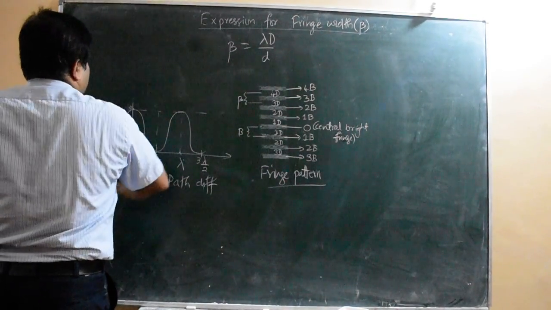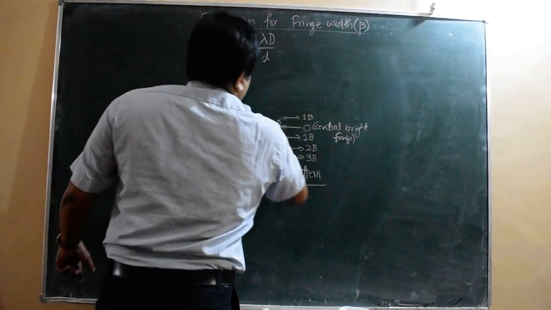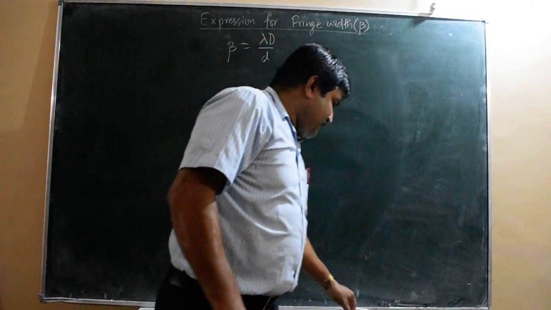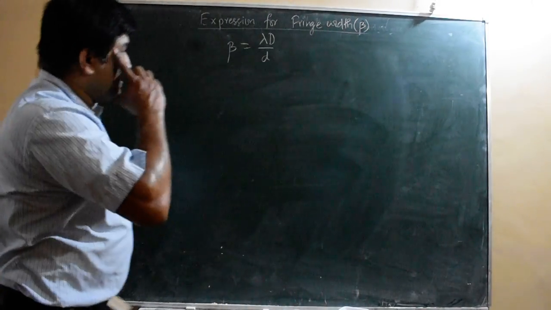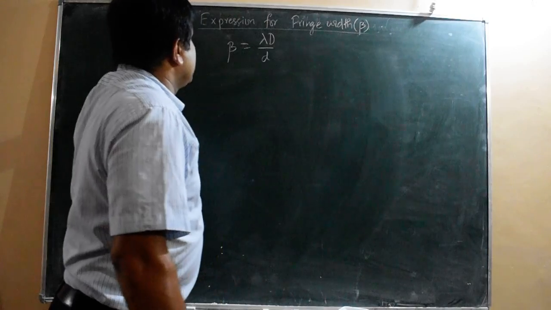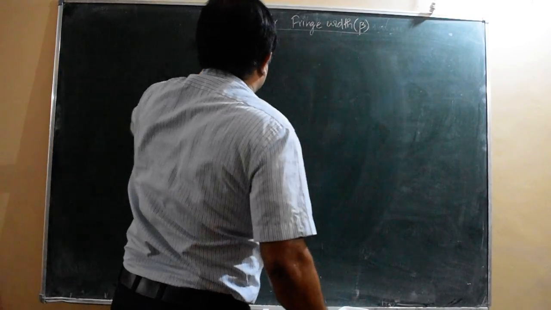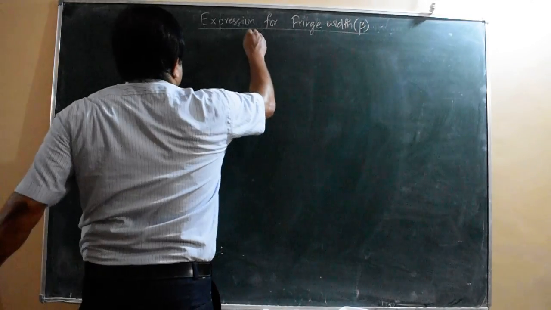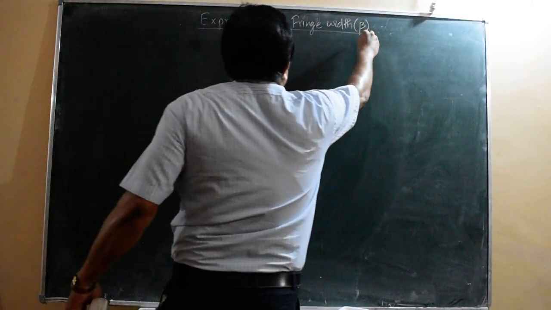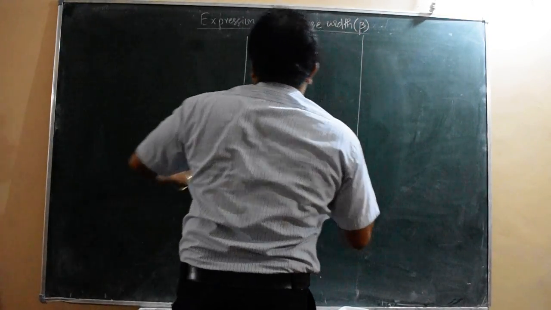Now I am going to do the derivation of the fringe width. This is the fringe pattern. I said the definition of fringe width is the distance between two successive bright fringes or two successive dark fringes. Now I have to derive this expression. For this there is a diagram, and the diagram is like this. Here we take the plane of slits like this, and we take the screen here. So this is the plane of slits.